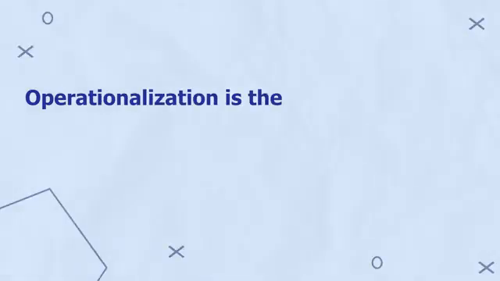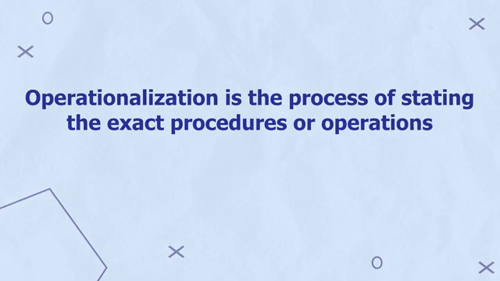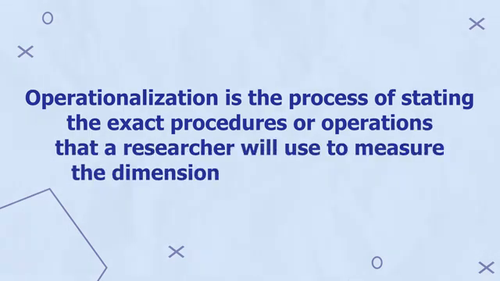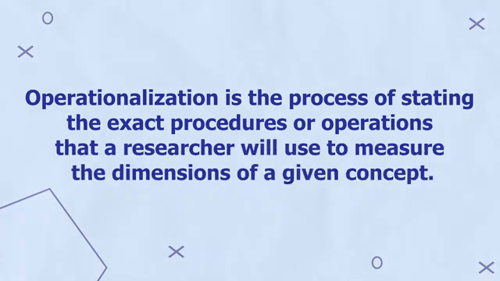Let's quickly look at operationalization. Operationalization is the process of stating the exact procedures or operations that a researcher will use to measure the dimensions of a given concept. In qualitative research, operationalization includes identifying the attributes, such as the qualitative characteristics of a given dimension of a concept that a researcher intends to measure, and the nature of the relationship between the different attributes referred to the dimension.